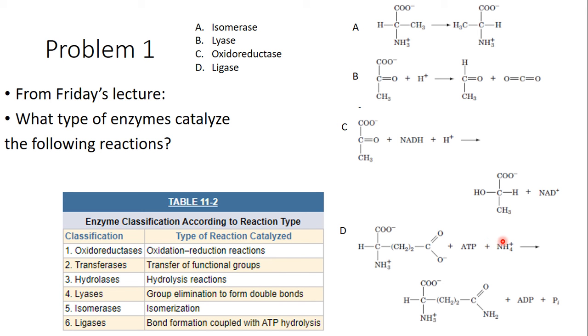D, we have ATP, and we have NH4, and what we're doing is taking this NH4, attaching it to our carbon, and we're losing this oxygen. So here it's a bond formation because we're forming a new bond and we're using ATP. So that would be a ligase.